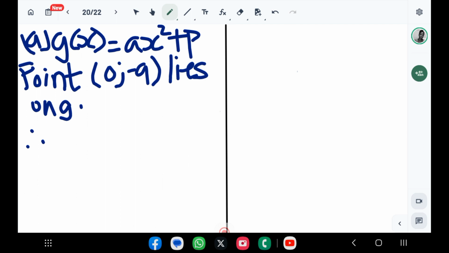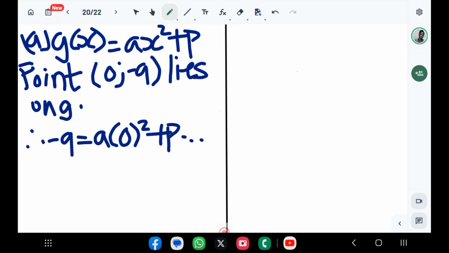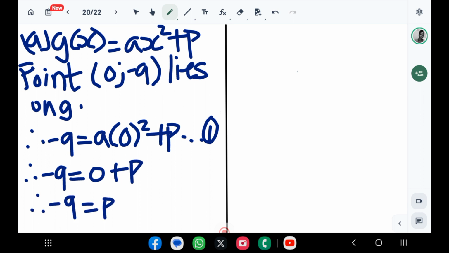Therefore, we substitute. Negative 9 is on the graph, so y equals a(0) squared plus p, and that's equation 1. Therefore, negative 9 equals 0 plus p, meaning that p equals negative 9. Therefore, g of x equals ax squared minus 9.